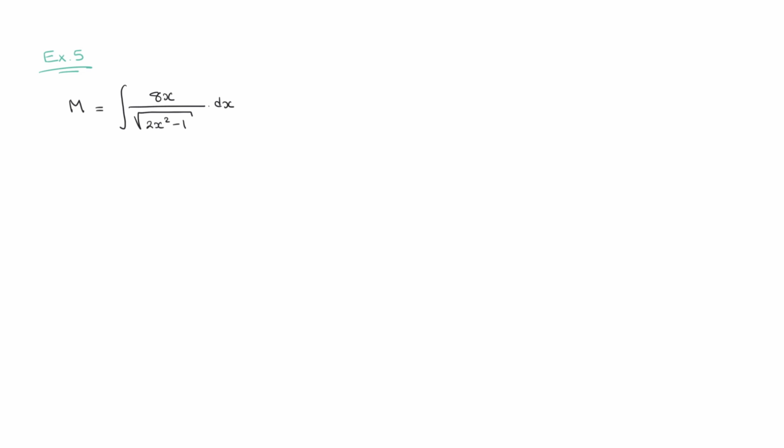Well, once more we're dealing with a rational function here, so one function being divided by another, and just as we did for the previous example, the first thing I would strongly encourage you to do here is to write this as a product. So that would be the product of 1 over the square root of 2x squared minus 1 times 8x. And of course we have our dx at the end.